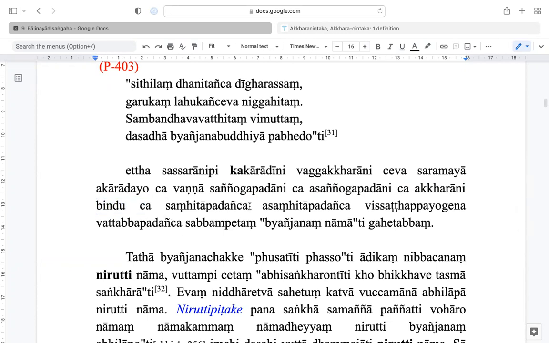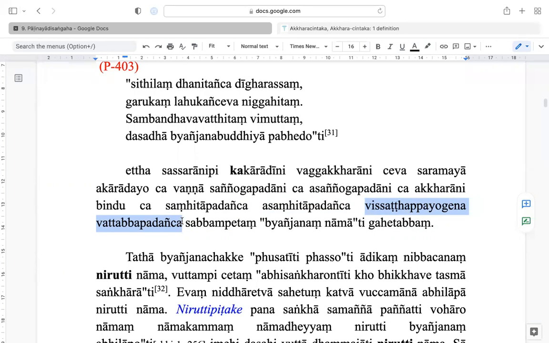And then Sahida Badanja, Asahida Badanja. Sahida Badanja is one, Asahida Badanja is one. And the last one is Watsatapa Yoge Watapa Padanja. That is the last one. Okay, thank you, sir.